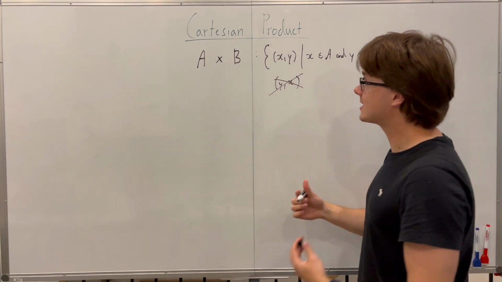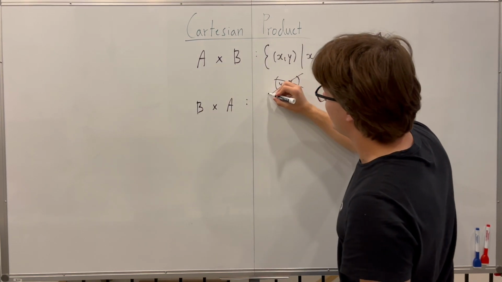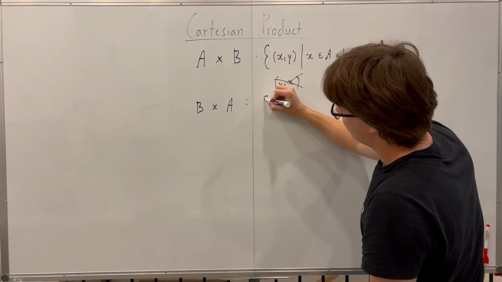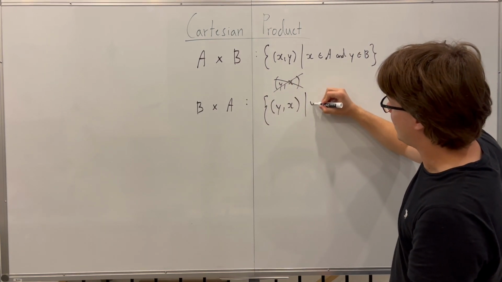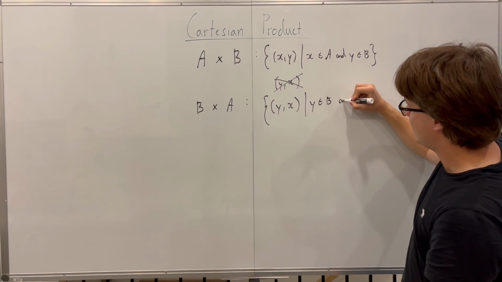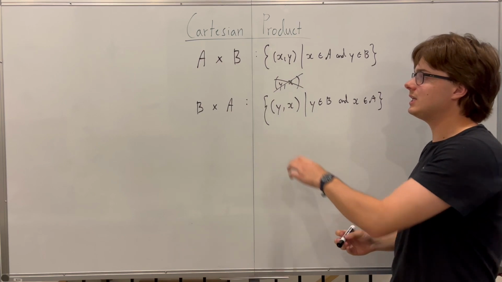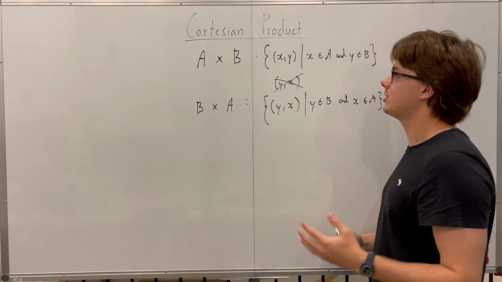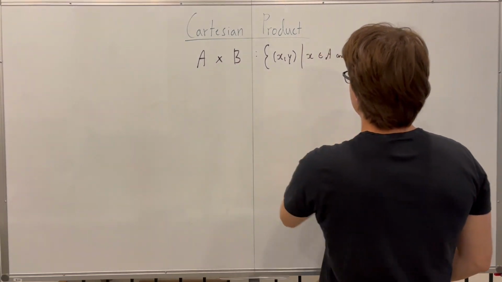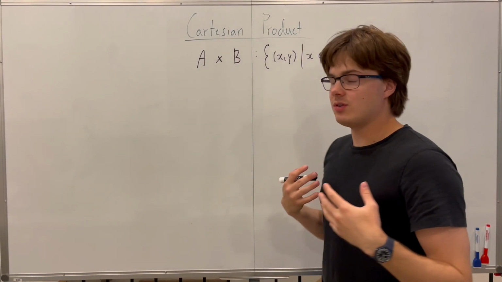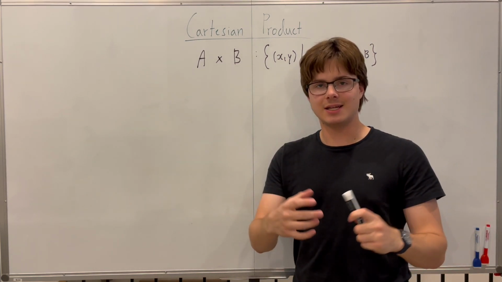If we wrote instead, for example, something like B cross A, then this would be, in fact, the set of all ordered pairs y, x such that y is in B and x is in A. So it would be a completely different type of Cartesian product if we switch those around. So the order in this case absolutely matters. Now, I've just given you a mathematical definition, so maybe you don't quite see what this actually is. So let's take an example.